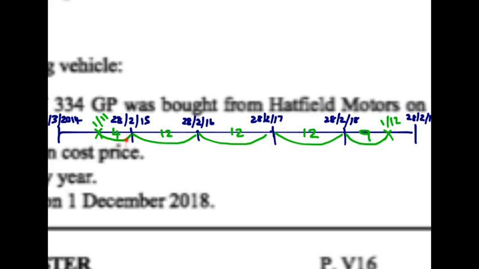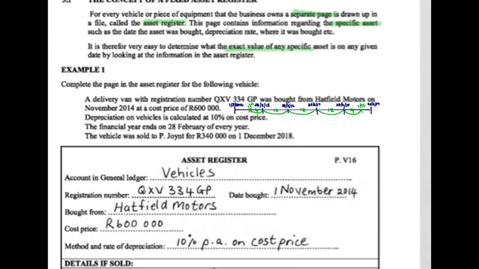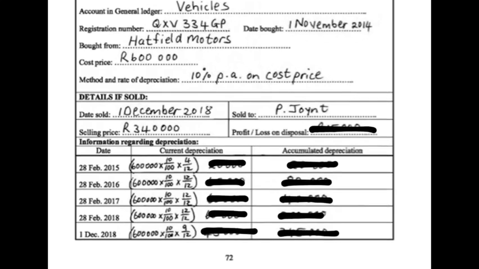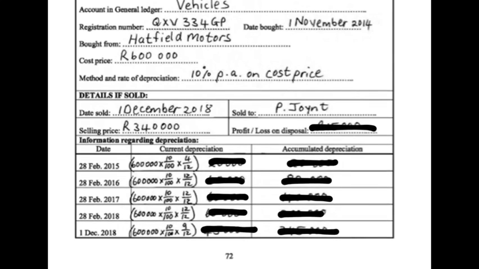So therefore we had it for a part of the first year, then for full years, and then again a part of the last year. In our asset register, this would have been calculated every end of the year, so it would have been up to date by the time we sell it. Our first year: $600,000 cost price times 10% depreciation rate times 4 over 12, because we only had it for 4 of the 12 months. Therefore that gives us $20,000. And because this is the first year of depreciation, that $20,000 would be the only amount in my accumulated depreciation account for this specific vehicle.